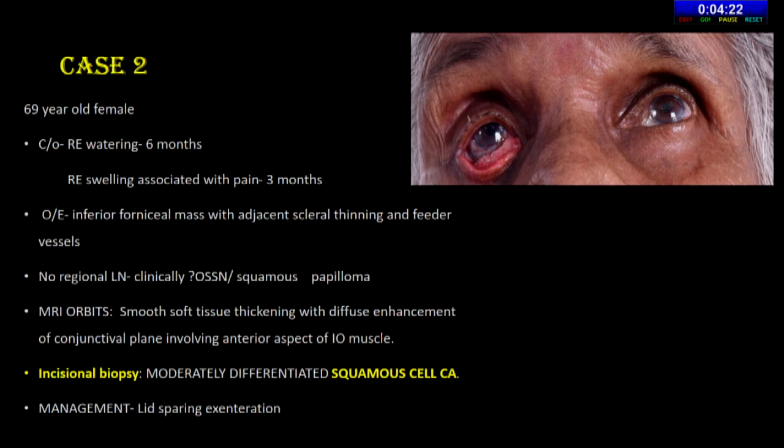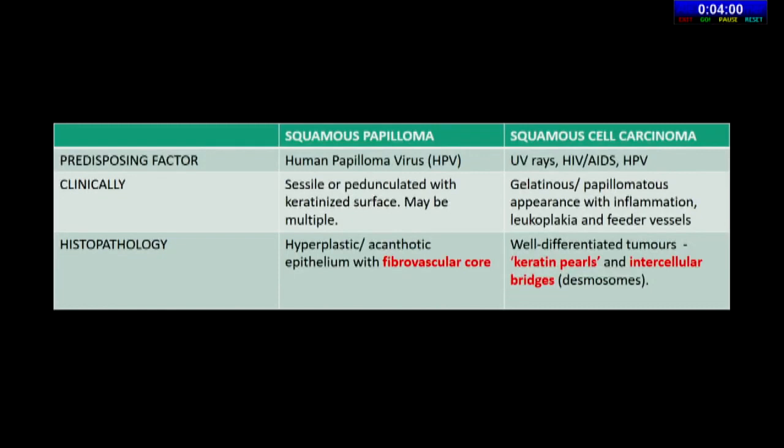Case 2 was a 68-year-old female who presented with right eye watering and a swelling in the right eye for the past 3 months. She had an inferior conjunctival mass with scleral thinning and no lymph nodes, and she was clinically diagnosed as OSSN or squamous papilloma. MRI showed effacement of the conjunctival plane, which involved the inferior oblique muscle, but incisional biopsy revealed a moderately differentiated squamous cell carcinoma, and this case was managed by lid-sparing exenteration.